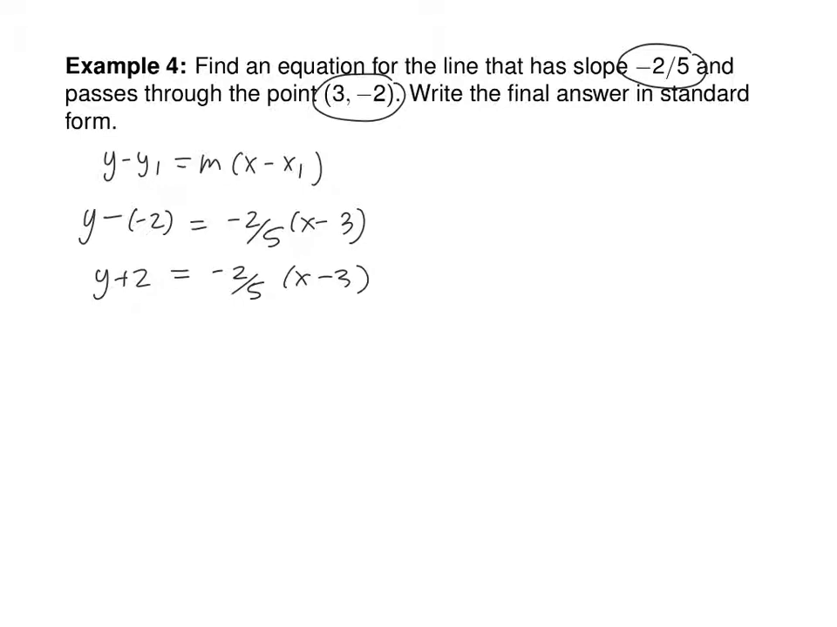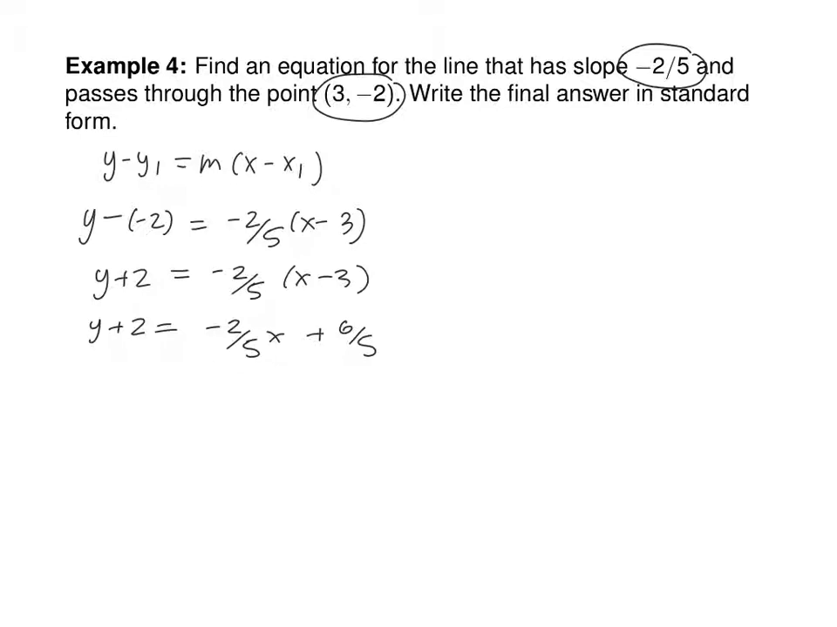Okay, so they say to write the final answer in standard form, which means they want it to be like that ax plus by equals c form. So if you were going to have to do that, what would you want to do next? You could subtract the 2, but the thing is you still have that. I would distribute first. So y plus 2 equals negative 2 fifths x. Then I'll have plus how much? 6 over 5. Great.